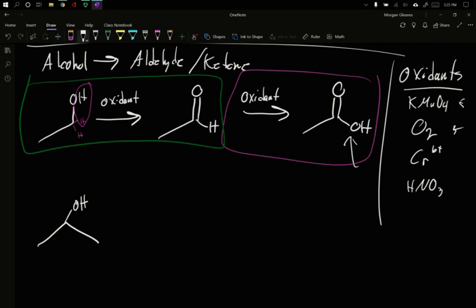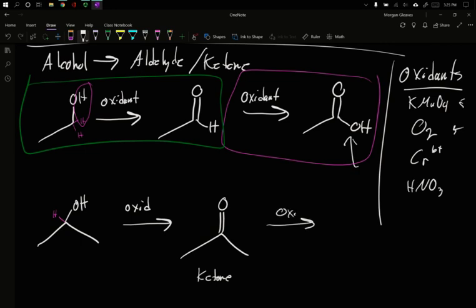So if I had propan-2-ol and I add an oxidant, well, it's going to do the same thing it did before. It's going to steal that hydrogen off the carbon and off the oxygen. It's going to force a bond between the carbon and the oxygen. It turned it into a double bond. But this time, because it was in the middle of a chain, it is a ketone.